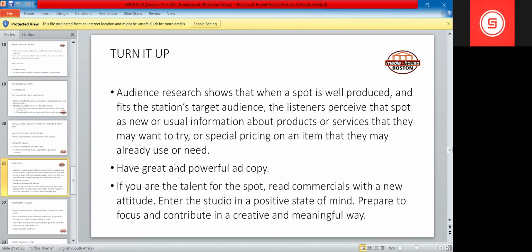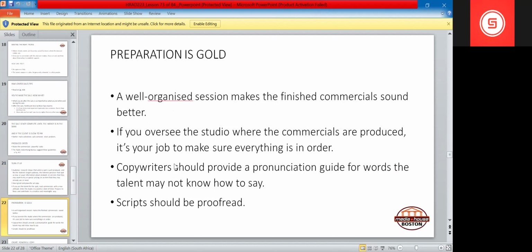Have great and powerful copy, once again, that scripting. We come across a lot of advertisements that are really badly written nowadays, and I think all of us have become very lazy and lackadaisical with work efforts, and also with great grammar and whatever it may be, right? Anyway, if you are the talent for the spot, read commercials with a new attitude, go into the studio in a positive state of mind, prepare to focus and contribute in a creative and meaningful way. So preparation is obviously everything.